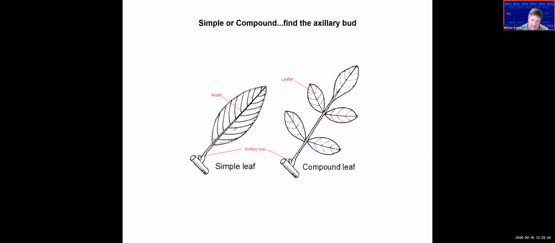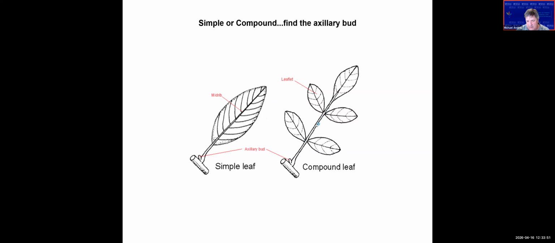That's your indicator that everything beyond that is one leaf. So in this case, on the left-hand side, we're looking at one leaf, a simple leaf. If we look over here to the right, you can see these things that appear to be leaves, okay? See those five things that appear to be leaves, but if you trace them down to where they attach to what appears to be a twig, there is no axillary bud.